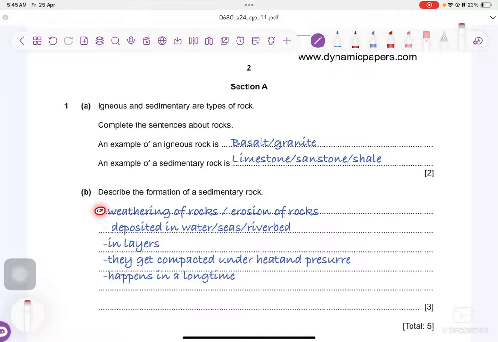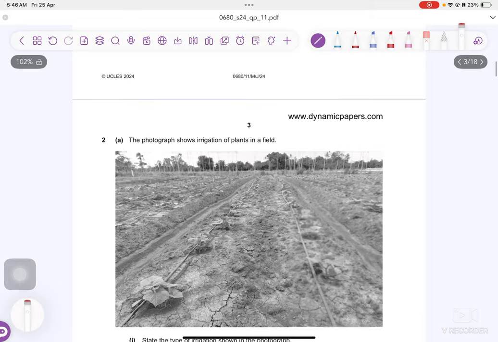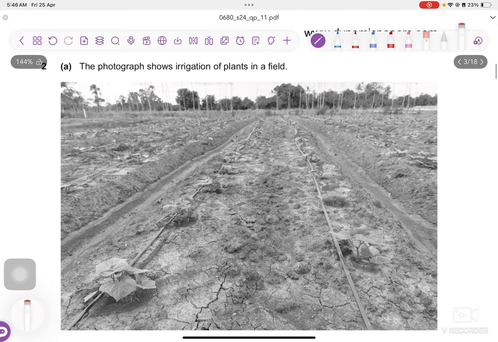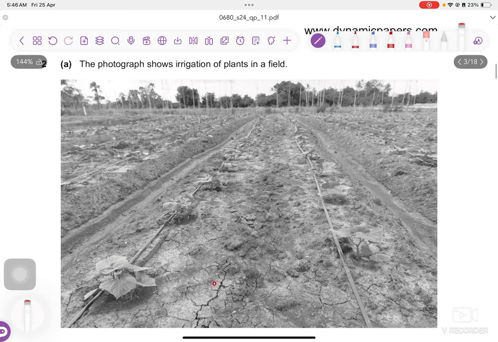So these are the keywords you should write in your answer, okay? That was the first question. Jumping on to the next. Whenever you see a photo, a picture, a graph, anything at all, okay, pause and take a look at what exactly you're seeing. So what we're seeing here is a drought or a desertificated land or dry land.